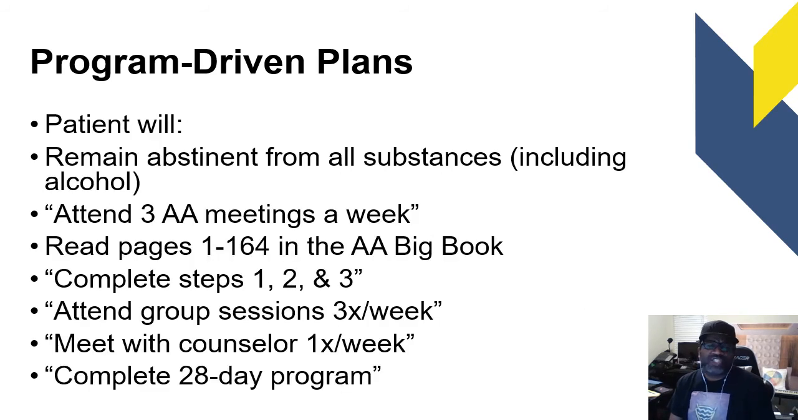Program-driven plans: the patient will remain abstinent from all substances, including alcohol. Attend 3 AA meetings a week. Read pages 1 through 164 in the AA Big Book. Complete steps 1, 2, and 3. Attend group session 3 times a week. Meet with the counselor 1 time a week. Complete 28-day program. Boom, boom, boom.